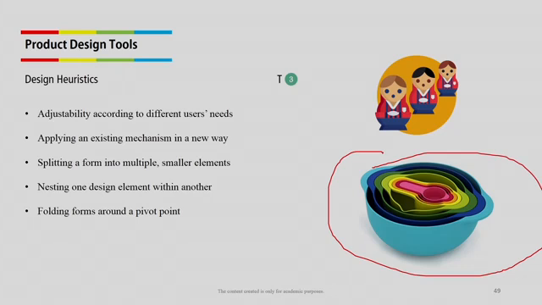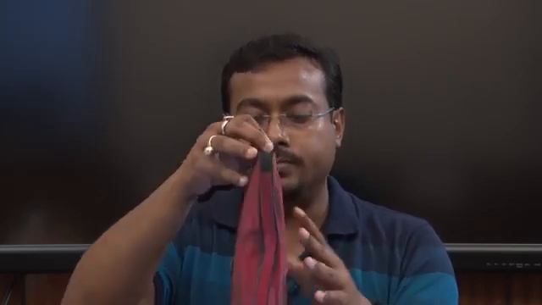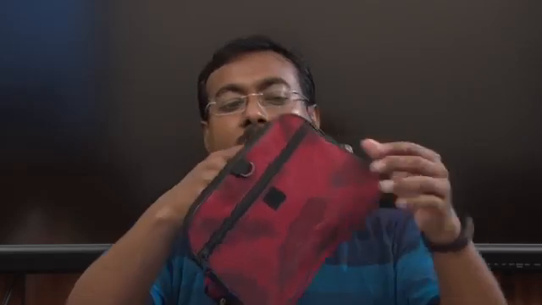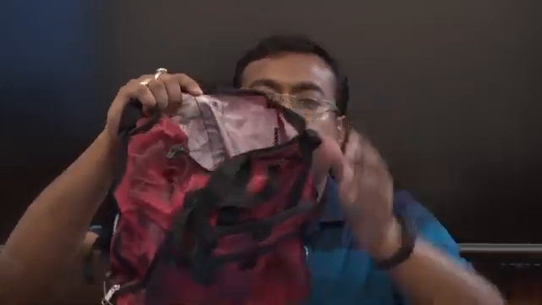Next one is folding forms around a pivot point. Using folding techniques, we can reduce the size of the product. For example, in this particular product, you can see this is a particular bag, but if I open this, we can increase the dimension of the product. So, it is a bigger product. This kind of folding technique is used in many products. You can search for foldable furniture, you will get many results.